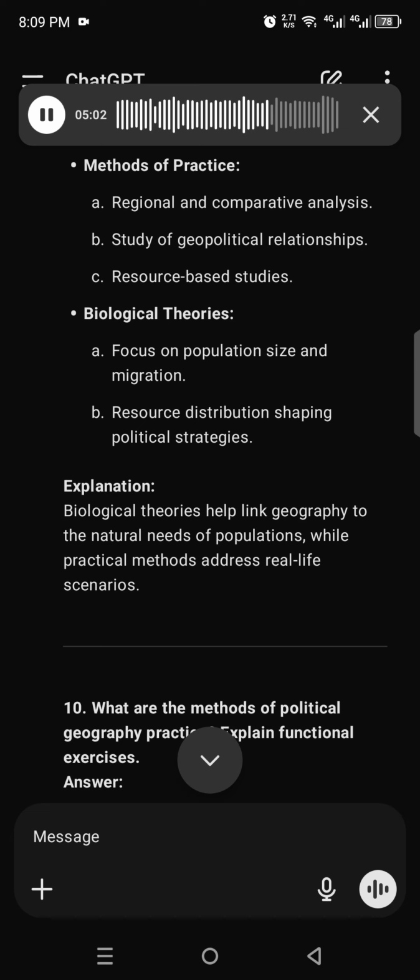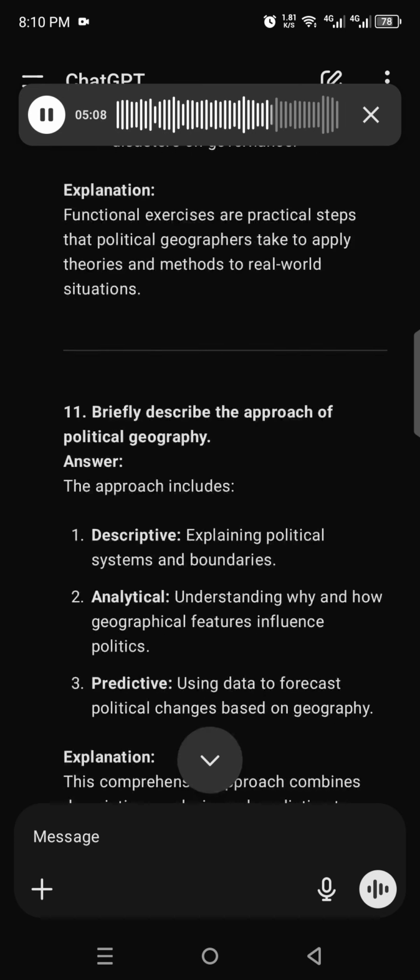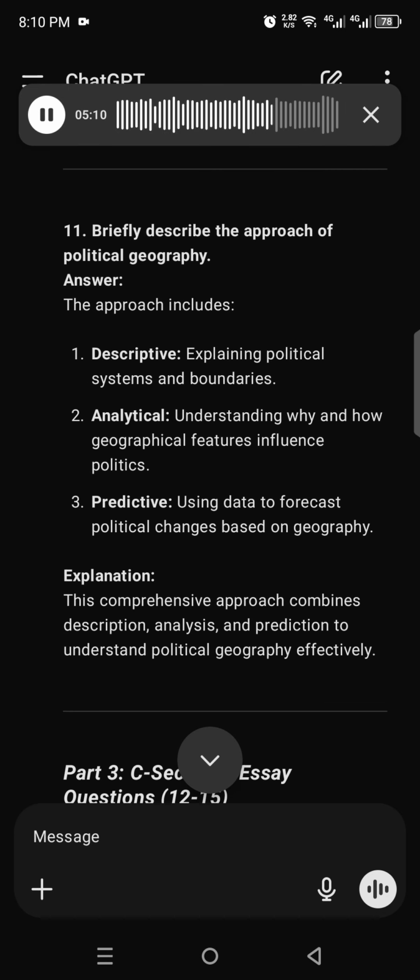11. Briefly describe the approach of political geography. Answer. The approach includes 1. Descriptive, explaining political systems and boundaries. 2. Analytical, understanding why and how geographical features influence politics. 3. Predictive, using data to forecast political changes based on geography. Explanation. This comprehensive approach combines description, analysis, and prediction to understand political geography effectively.